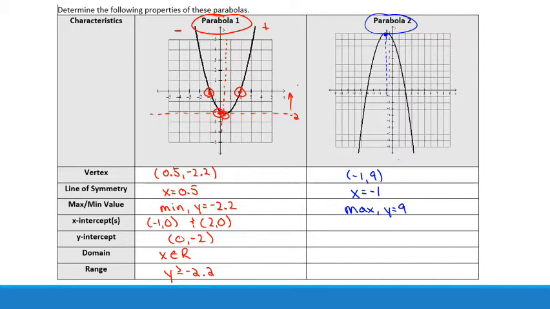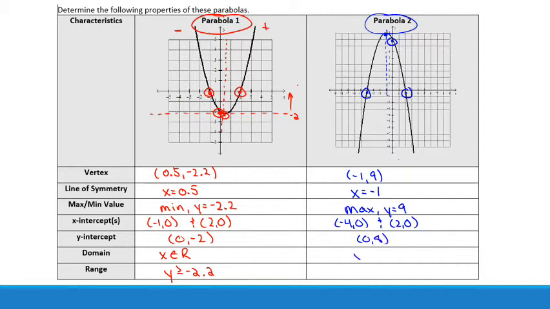X-intercepts: you can see one's here, and one over here. My stylus is not being very accurate. I'm sorry, everybody. But anyway, so -4 and +2, so (-4, 0) and (2, 0). Y-intercept: it is up here, and that is at 8, so that's going to be (0, 8).